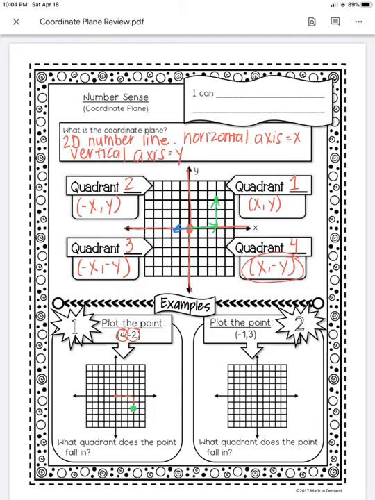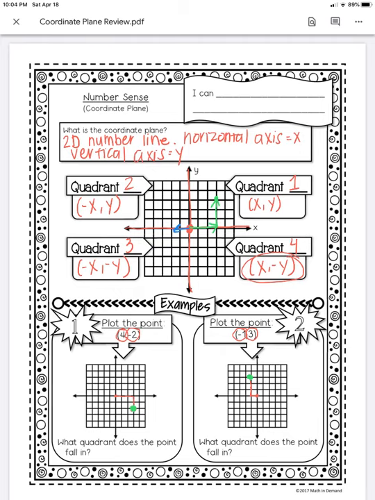Again, where do we start? We always start at the origin. And then we're going to plot the point. We follow it to the x value first, which is -1. So that's 1 unit to the left. And then the y coordinate, which is 3, which is going to go up from that x-axis right up here. And I've got my point at that intersection for number 2.